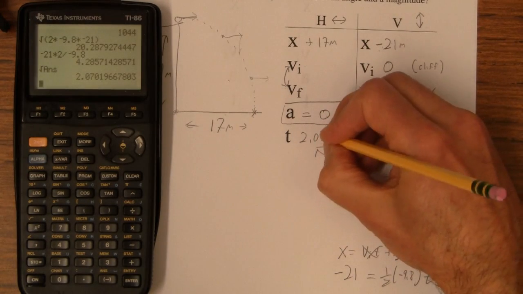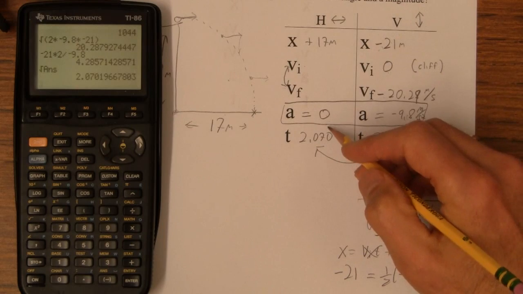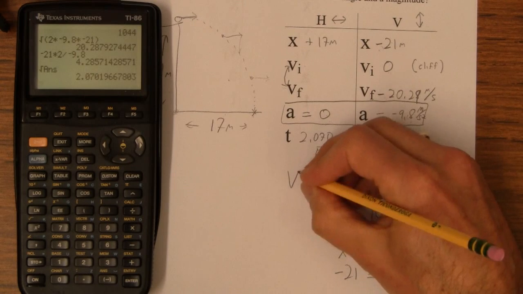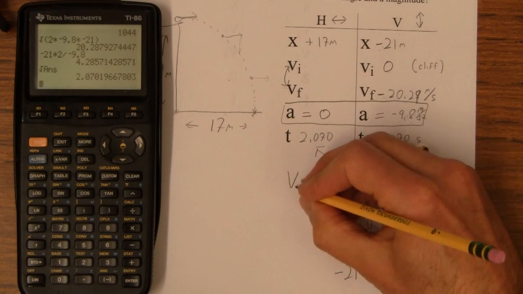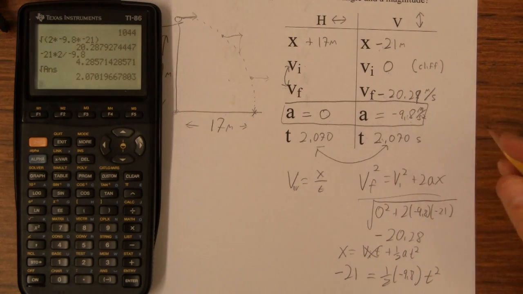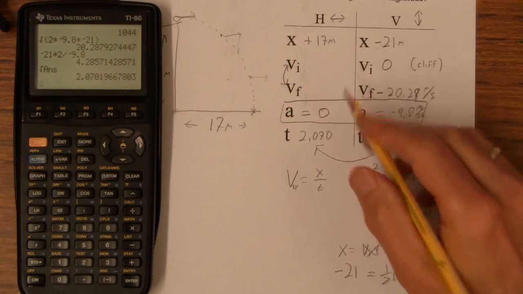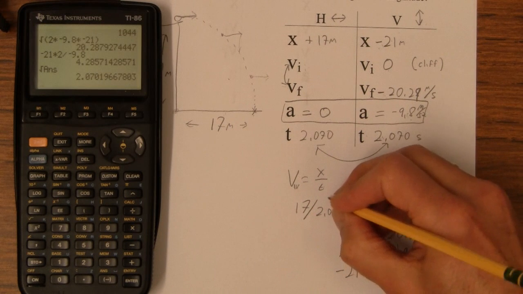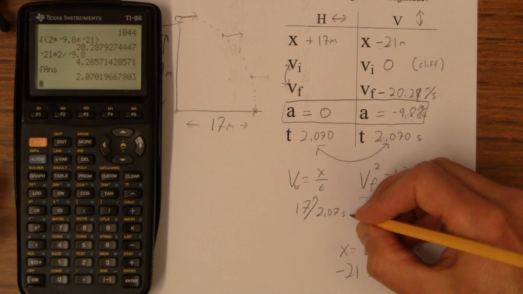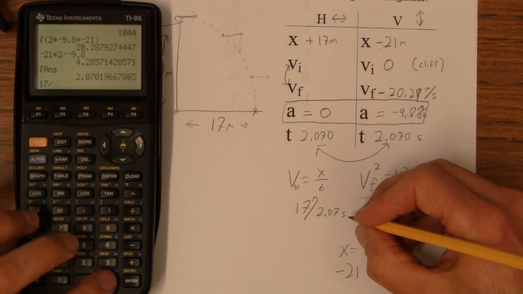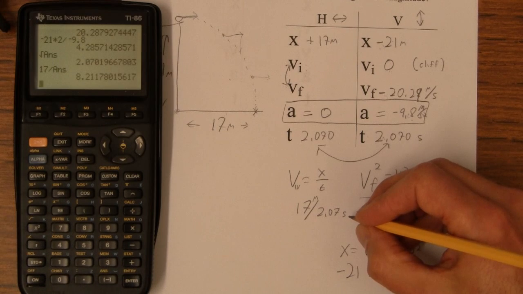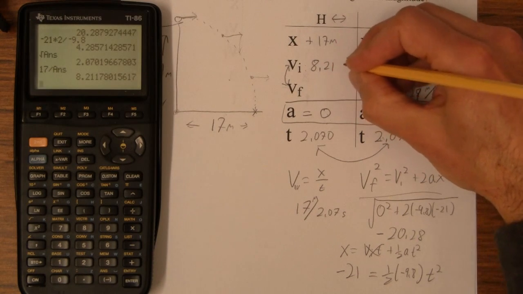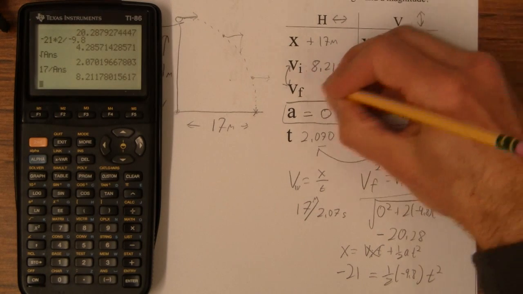Bring it on over. Now, this side that was unsolvable is now solvable. The only formula you ever use is v is x over t. This is the average velocity, right? To find the velocity, we're just going to divide distance over time. So we're going to go 17 divided by 2.07. That's meters, that's seconds, right? So 17 divided by the answer I just got. And that's 8.212 meters per second.